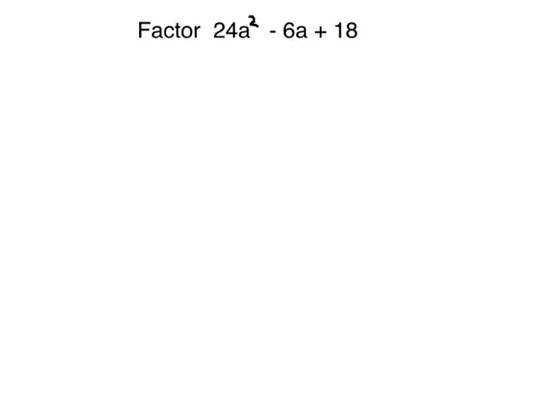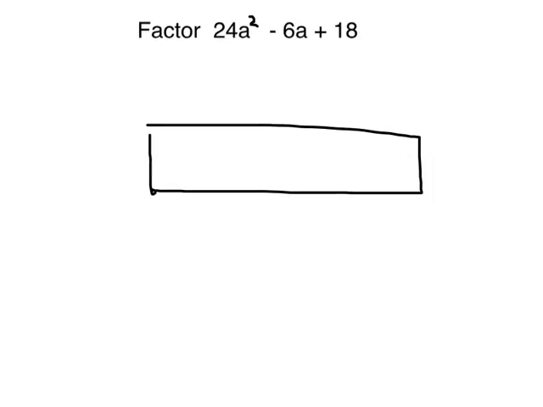I like to use the box method. So I just draw a box, and I put 3 small boxes inside because I have 3 terms, and I write the 3 terms in those boxes. Okay, it's kind of like a multiplication table. So we already said that 6 will divide into all of these, so I'm going to put a 6 out here.